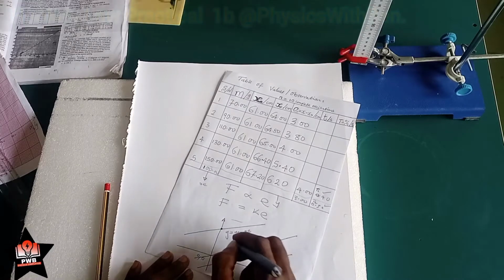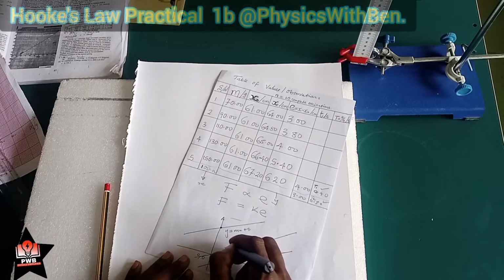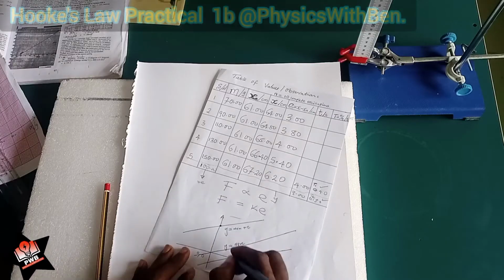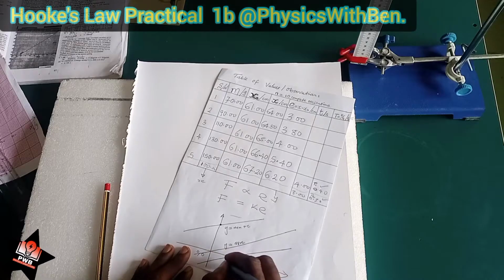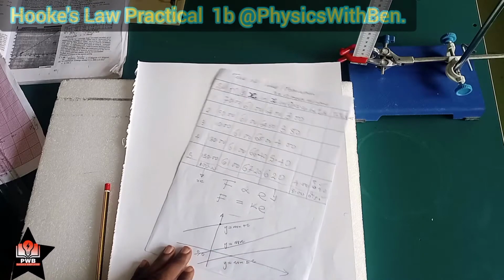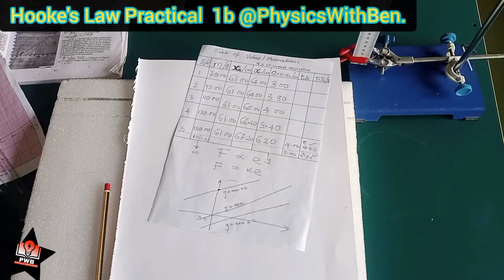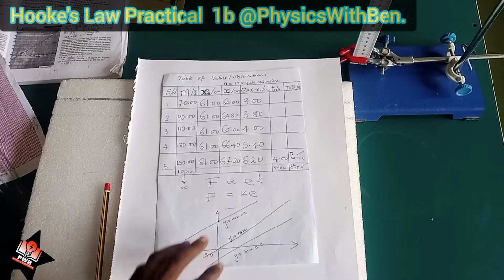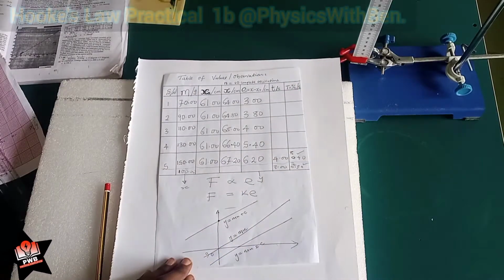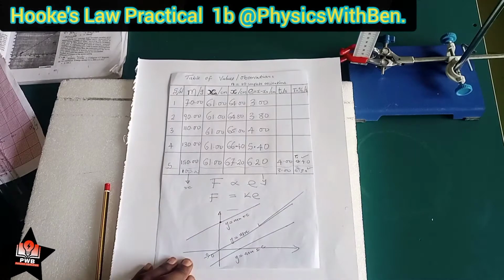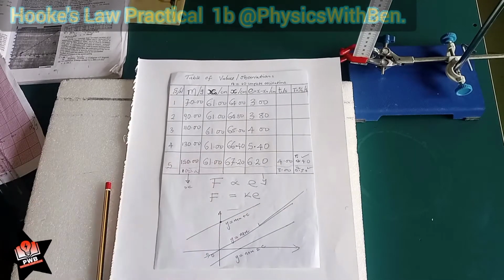And the second graph is a graph of y is equal to mx, having no intercepts. And then the third graph is y is equal to mx plus negative c. So any of these graphs is a graph we're going to have. But if this experiment actually obeyed Hooke's law, we are going to have the second graph or the first graph.